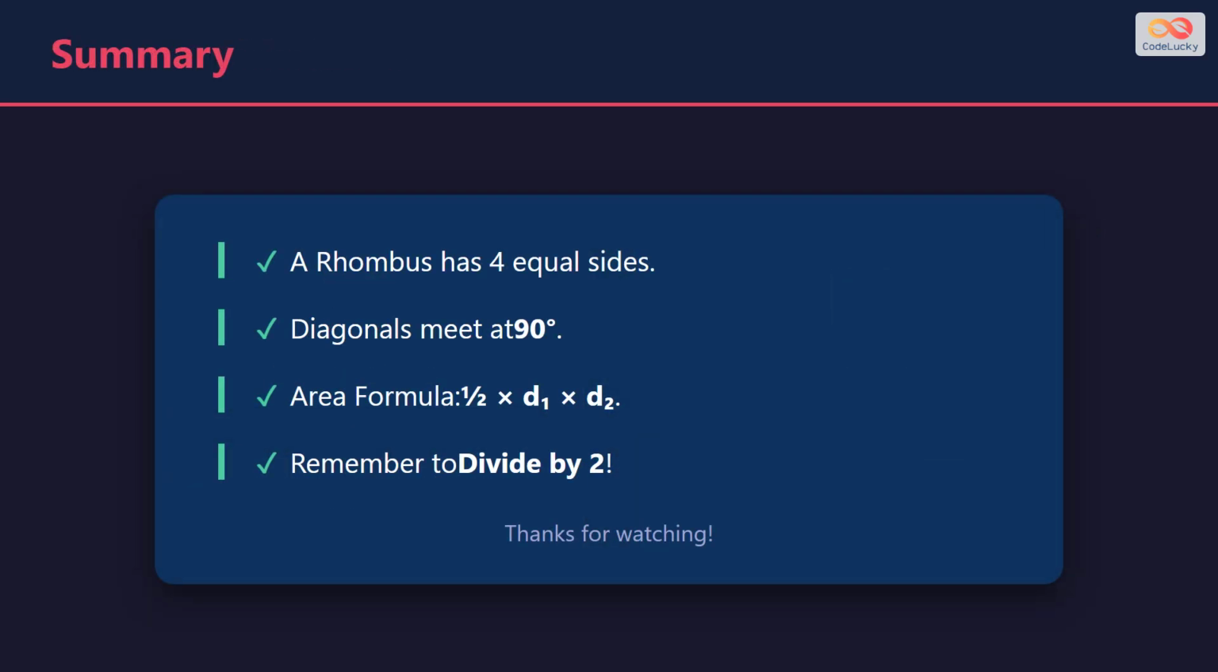To summarize, a rhombus has 4 equal sides and perpendicular diagonals. The area is found using the formula 1/2 times diagonal 1 times diagonal 2. Remember these simple steps, and you will get it right every time.